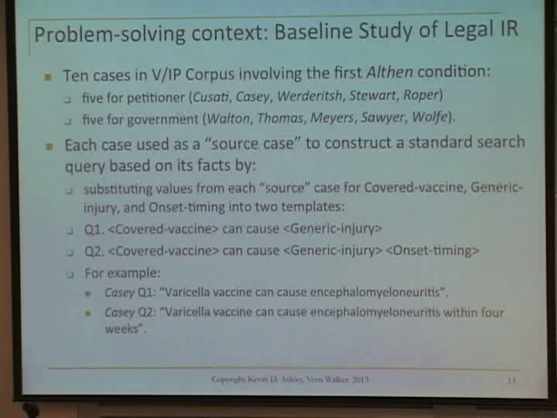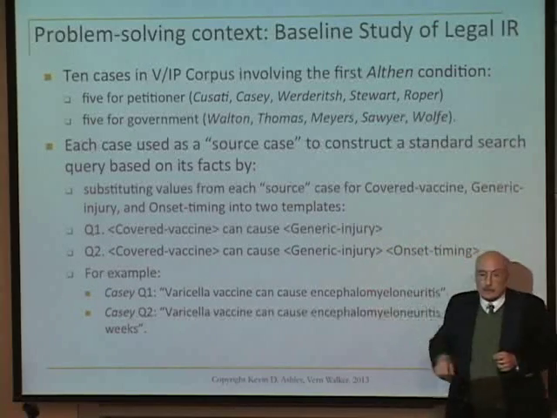So what's the context in which we think this kind of representation would be useful? We conducted a baseline study. We selected 10 cases in the VIP corpus, this vaccination domain corpus. 5 of them were won by the petitioner, 5 by the government. And then we used each case as a source case to construct a standard search query based on the facts of that case. We substituted values from each source case for the covered vaccine, the generic injury, and the onset timing, and we used 2 templates.